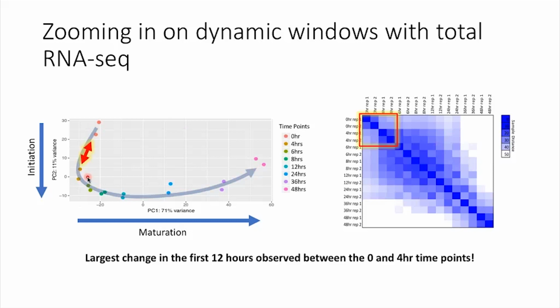We also see that mirrored in the DESeq-determined distance between the samples, where we see that the largest difference within the first 12 hours is actually due to this 0 to 4-hour time point. So we know that we're going to need to more heavily hit this very early time point.